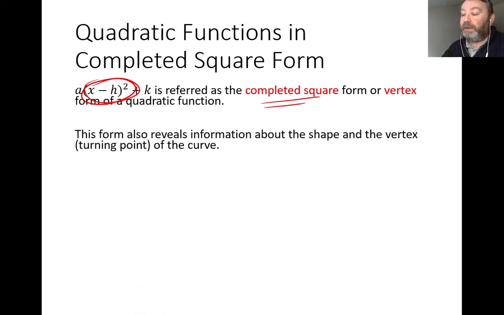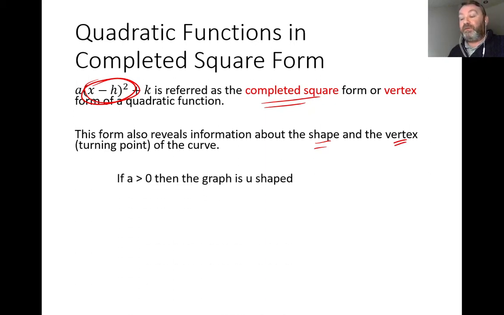Now, how do we do that? As we said already, when we get that form, it reveals information about the shape, it reveals the vertex coordinates, and also reveals the axis of symmetry. So if a is greater than 0, we know this already. If you have a positive coefficient, then obviously you're going to have a U-shaped graph. If you have a negative coefficient, then you're going to have an N-shaped graph.